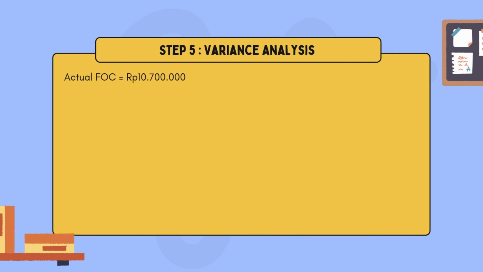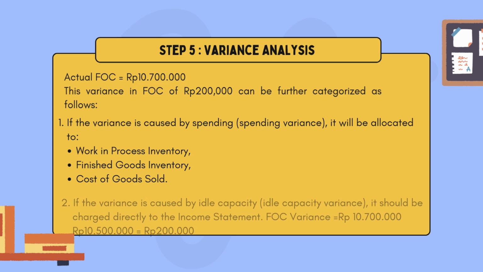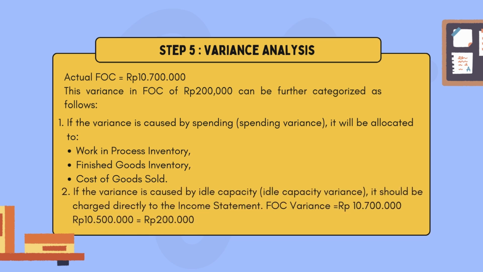Step 5. Variance analysis. This variance should be analyzed further. If it's due to higher spending such as increased electricity rates or unexpected costs, it's called a spending variance and is allocated to work in process inventory, finished goods inventory, and cost of goods sold. But if it's caused by unused capacity or idle time, it's known as idle capacity variance and is charged directly to the income statement.